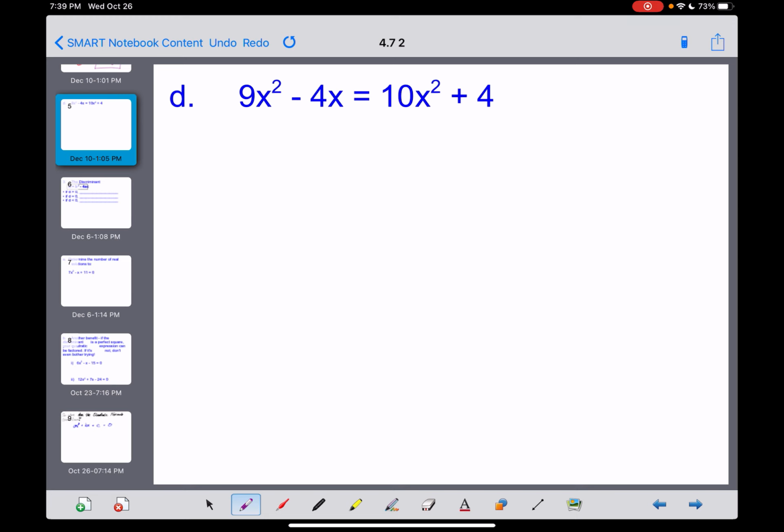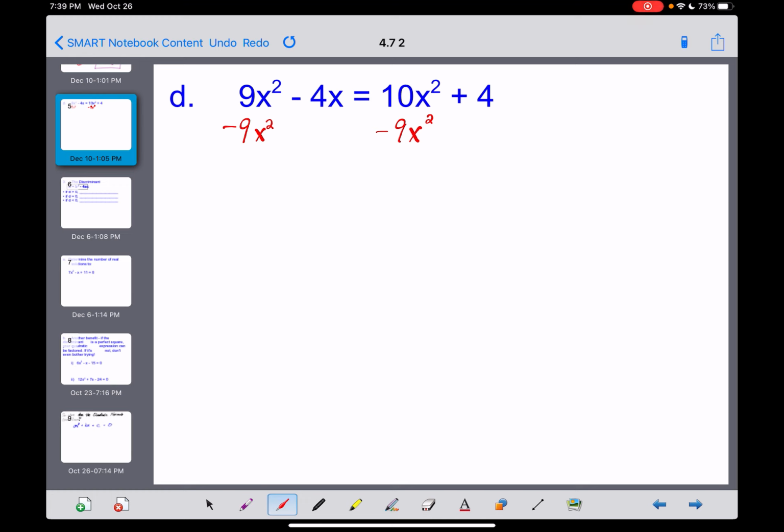Example D. I would really advise you, if you think you know what you're doing here, pause the video after you've written this problem down, try it on your own, then come right back to it and see if you got the right answer. All right, let's do it together though, guys. Here you go. 9x squared on the left, 10x squared on the right. We move the smaller one to the bigger one. Again, although this is not necessary, that's how most people like to handle it.